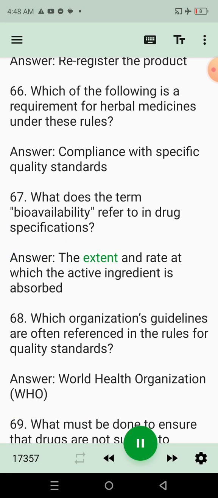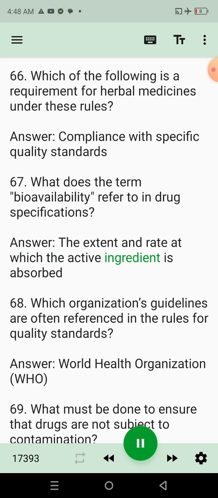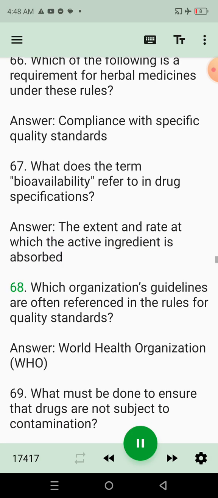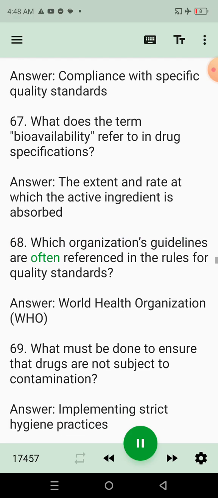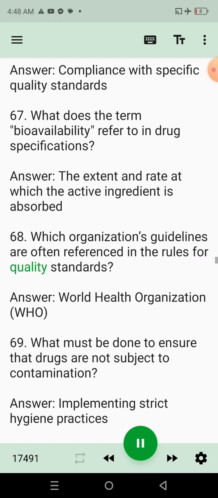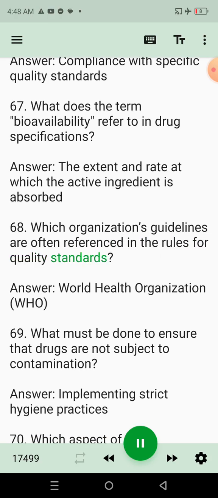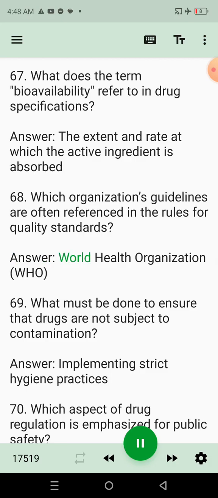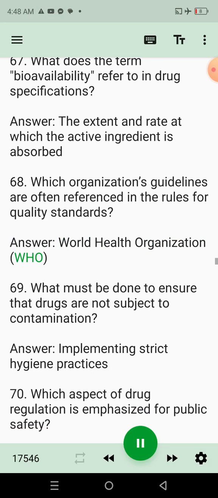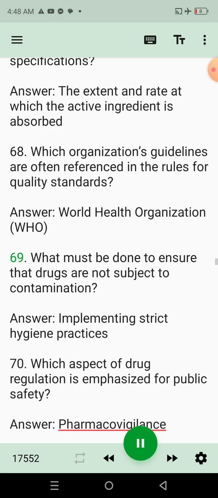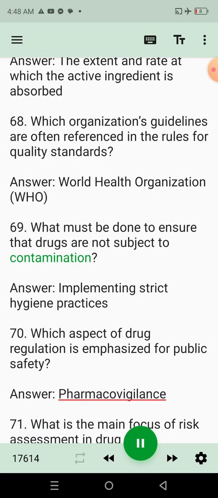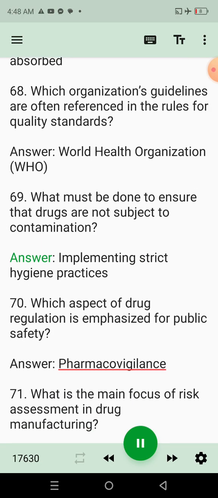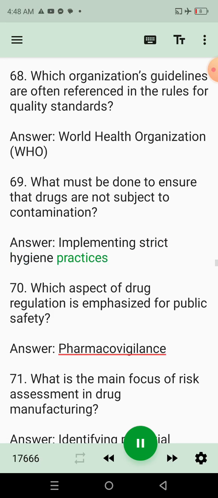Answer. The extent and rate at which the active ingredient is absorbed. 68. Which organization's guidelines are often referenced in the rules for quality standards? Answer. World Health Organization WHO. 69. What must be done to ensure that drugs are not subject to contamination? Answer. Implementing strict hygiene practices.